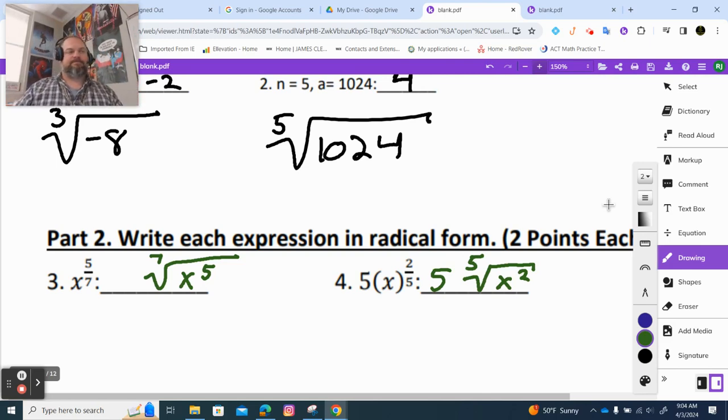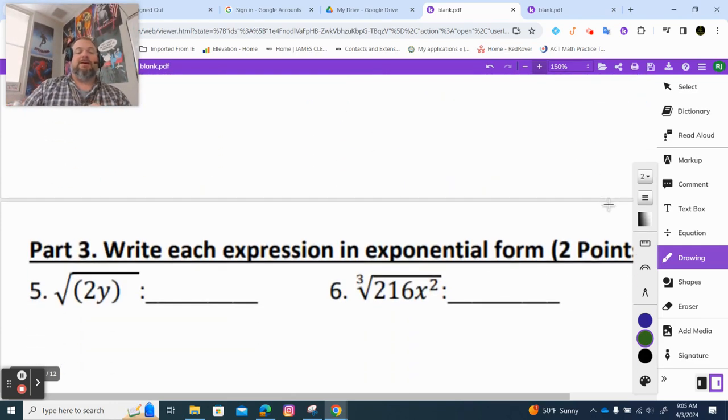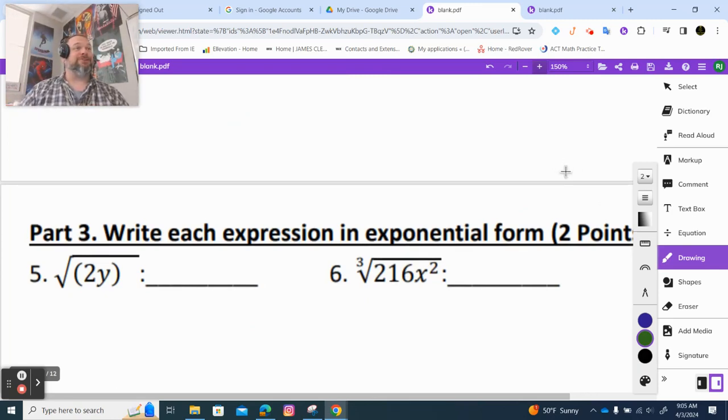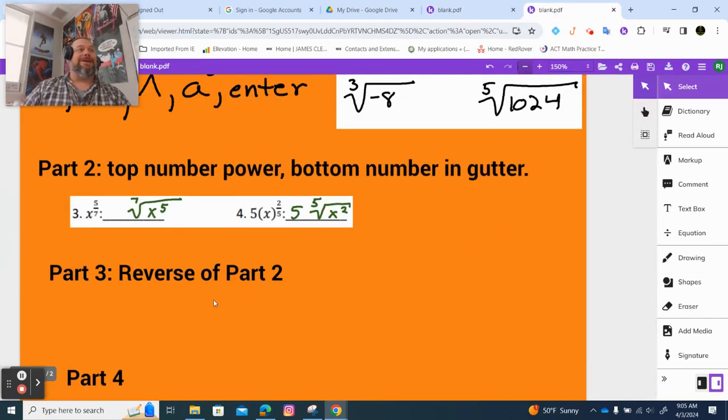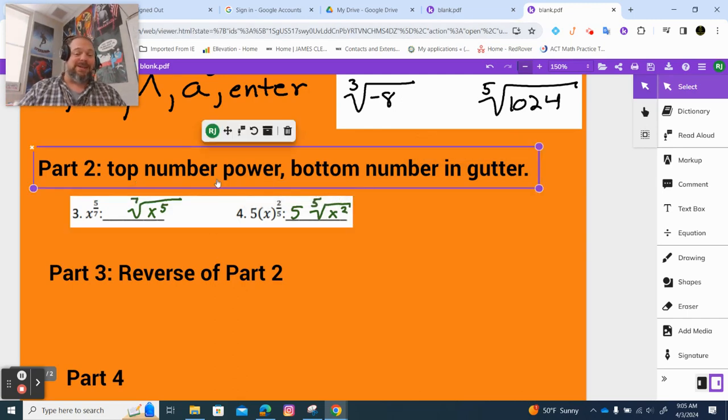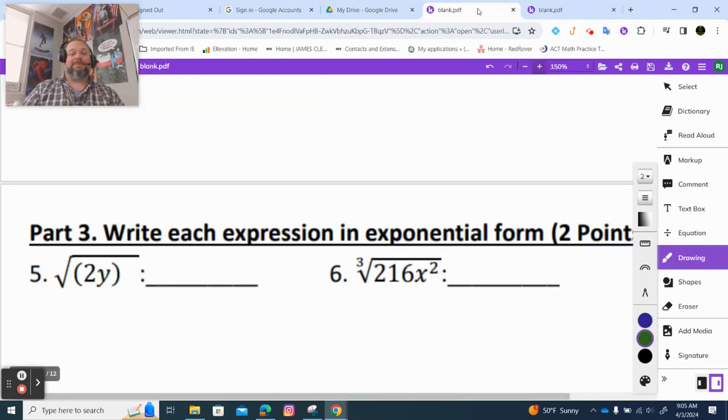All right. So go with part 2. Yup. All right. Part 3. Let's see what Mr. Jeffries has for part 3. Reverse of part 2. Okay. So it's the reverse of part 2. Okay. So now the power is the top number, the gutter number is the bottom number.